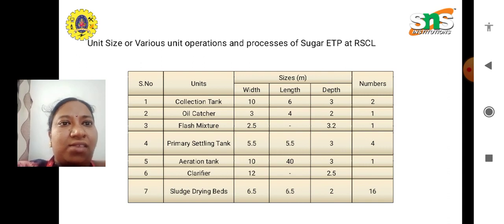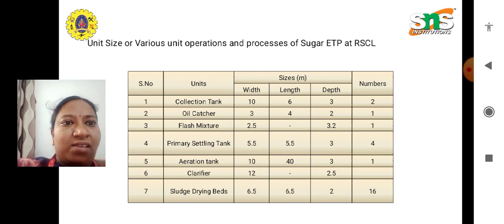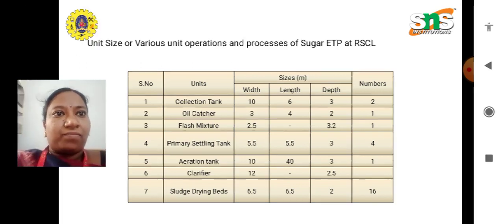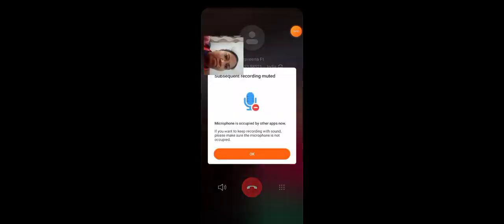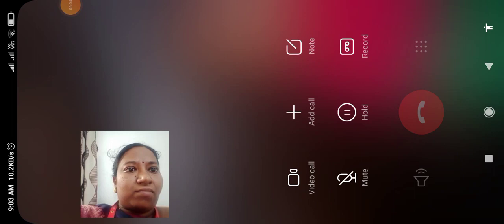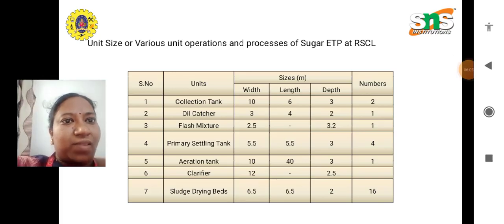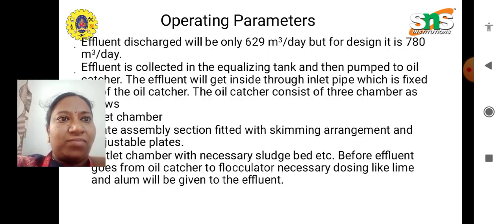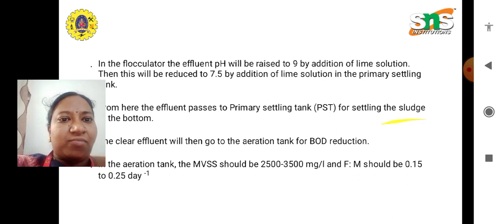To treat this, we have an effluent treatment plant at Rajshri Sugars. There is a collection tank, oil remover or catcher, flash mixer, primary settling tank, aeration tank, clarifier and sludge drying beds. So these are the operating parameters.